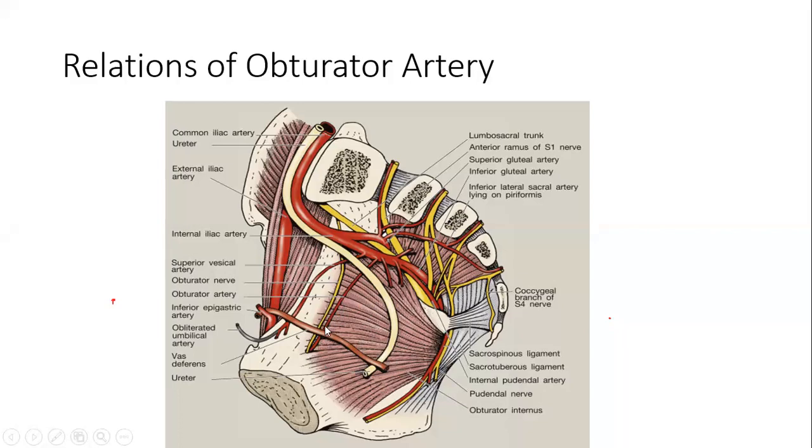Here you can see, and here we have the obturator artery. And this is the ductus deferens, also called vas deferens. Hope these pelvic relations are clear to you.